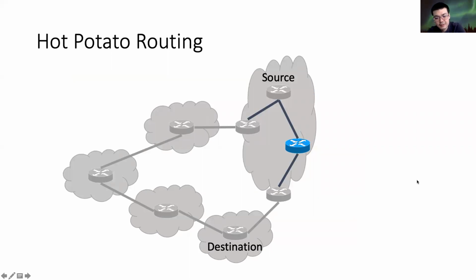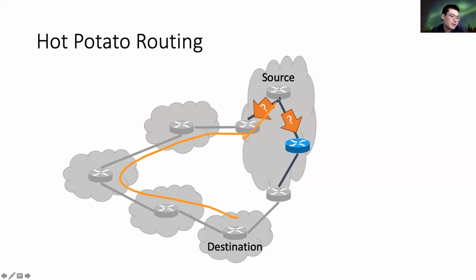Another very famous term that you probably heard of when we mention BGP is called hot potato routing. So what does hot potato routing mean? Let's assume that we have a source and we want to send a packet out. Which path will we send? One way is this: we send through this router and then it immediately goes out all the way to the destination.